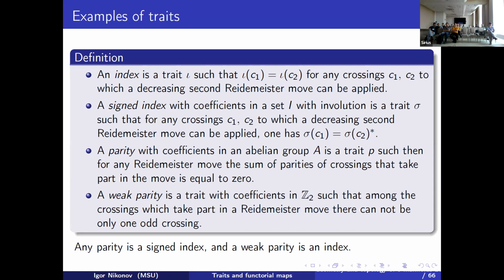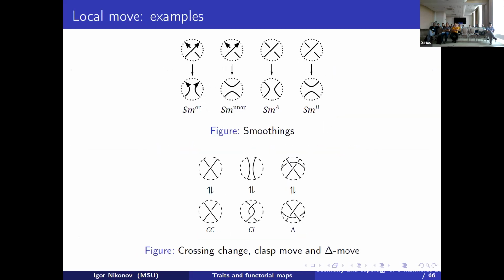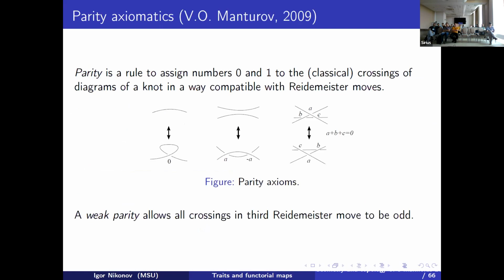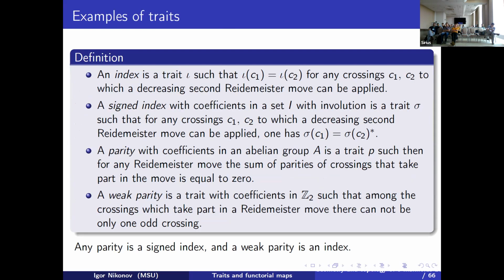If we have a set with an involution, we can define a signed index, that is a trait such that in the second Reidemeister move, these two values must differ by the involution. An example of a signed index is a parity, defined earlier here. It is a parity. We have some additional condition about the sum of the values of crossings which take part in the Reidemeister moves, and with parity. So we have some additional condition on the traits.